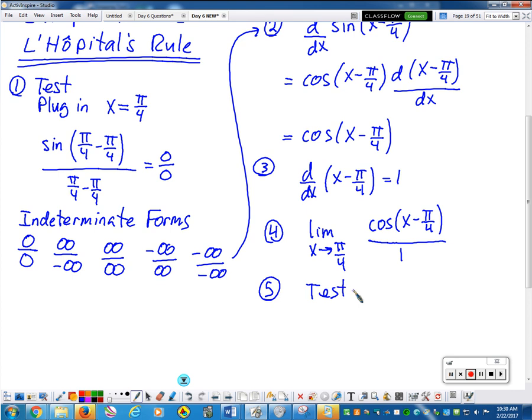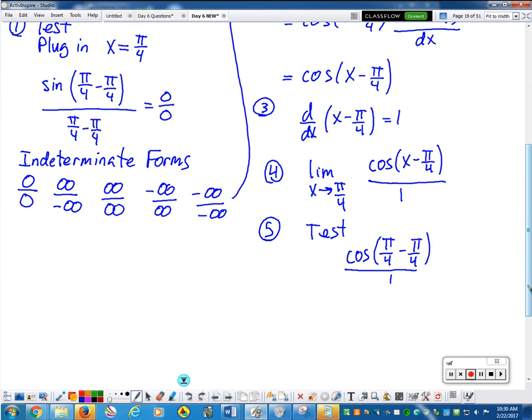So I take the cosine, plug in pi over 4, that's the limiting value. Divide by 1. You're going to get the cosine of 0. You may have forgotten, but the cosine of 0 is equal to 1. 1 divided by 1 is 1, that's the limit.